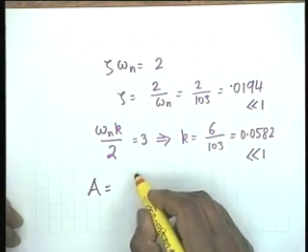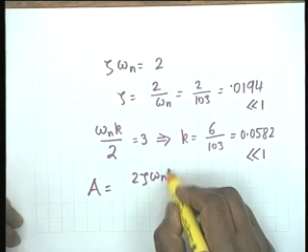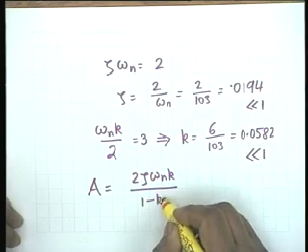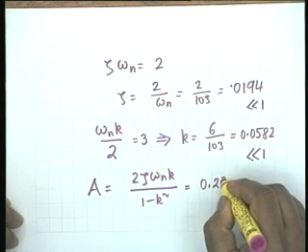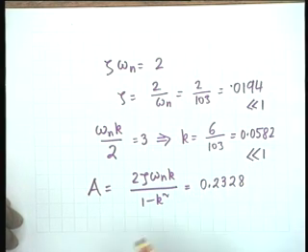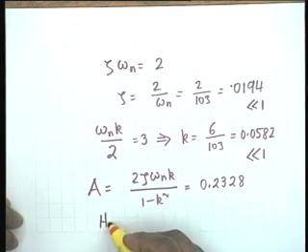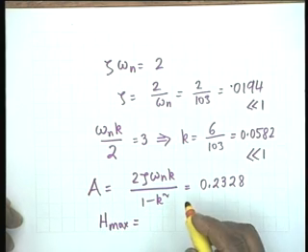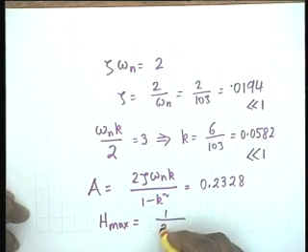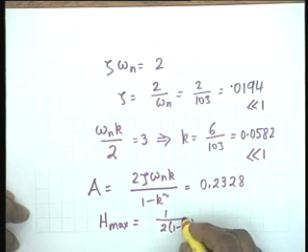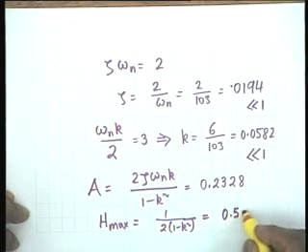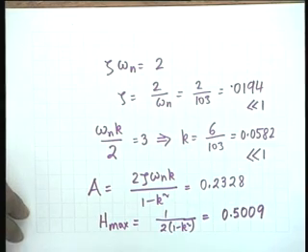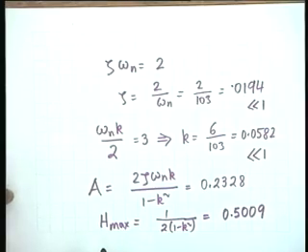Finally, you find capital A is twice zeta omega n k divided by 1 minus k squared. You substitute all the values, then you get 0.2328 and the maximum value of the transfer function H max is 1 by 2 (1 minus k squared), that is equal to 0.5009. Finally, did we find an expression for H of omega n?